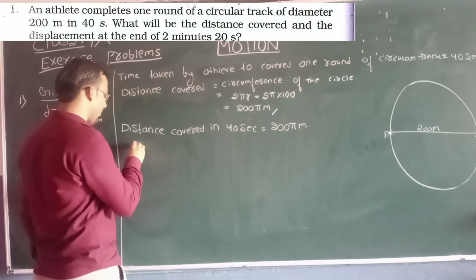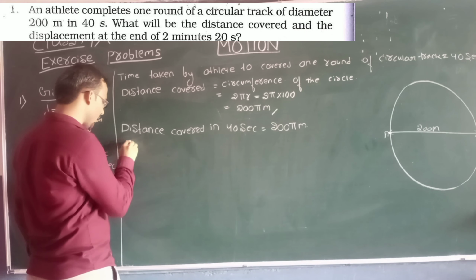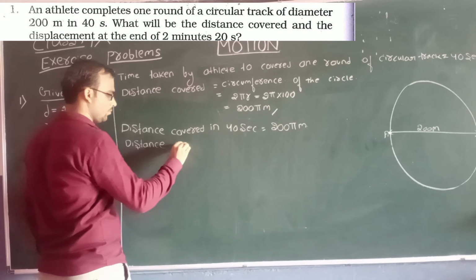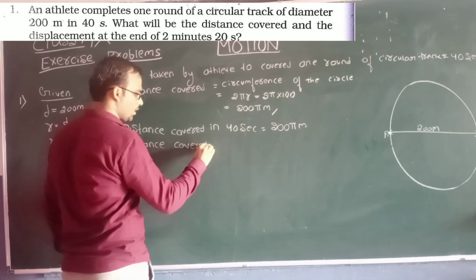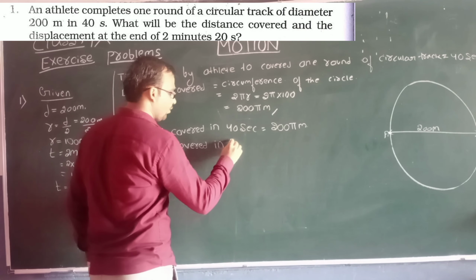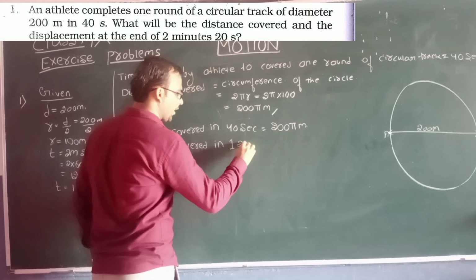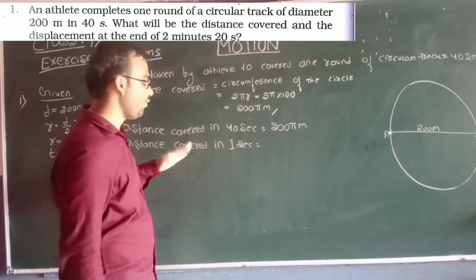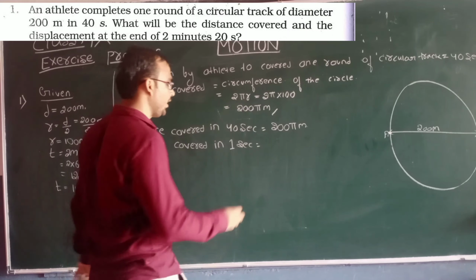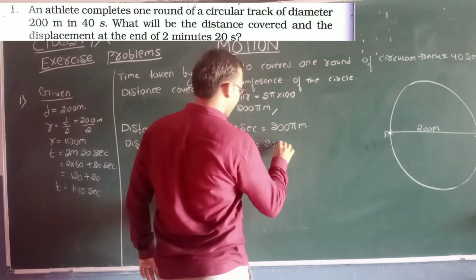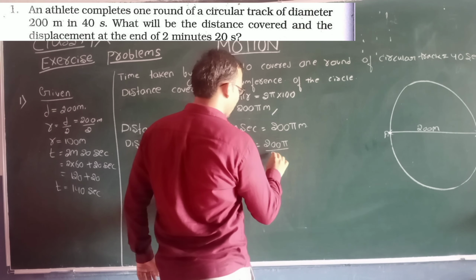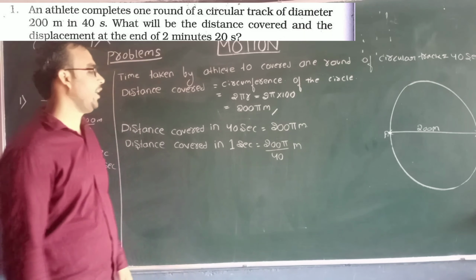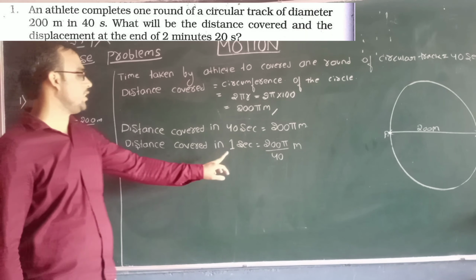Now, the distance covered in 1 second. This is the distance covered in 40 seconds, so now we will find the distance covered in 1 second. That is 200 pi divided by 40 meter.